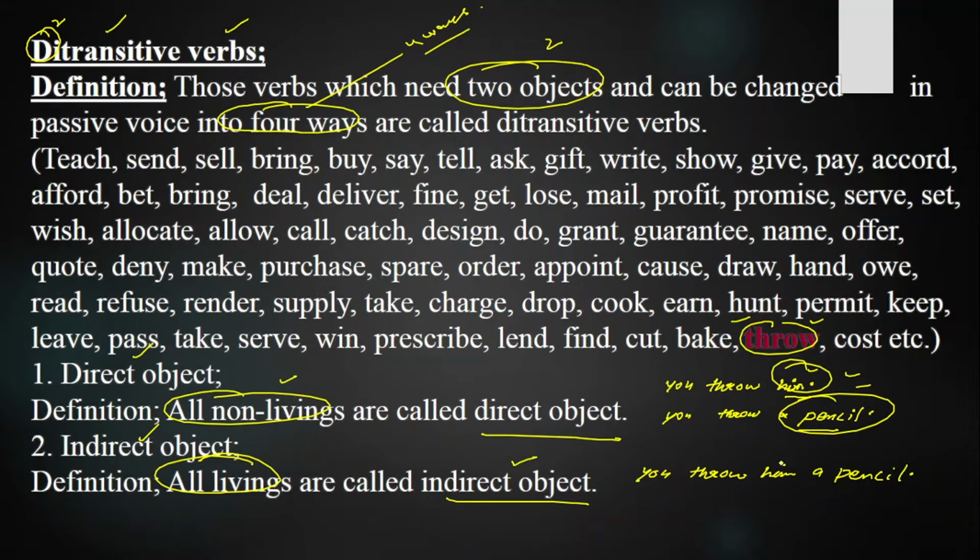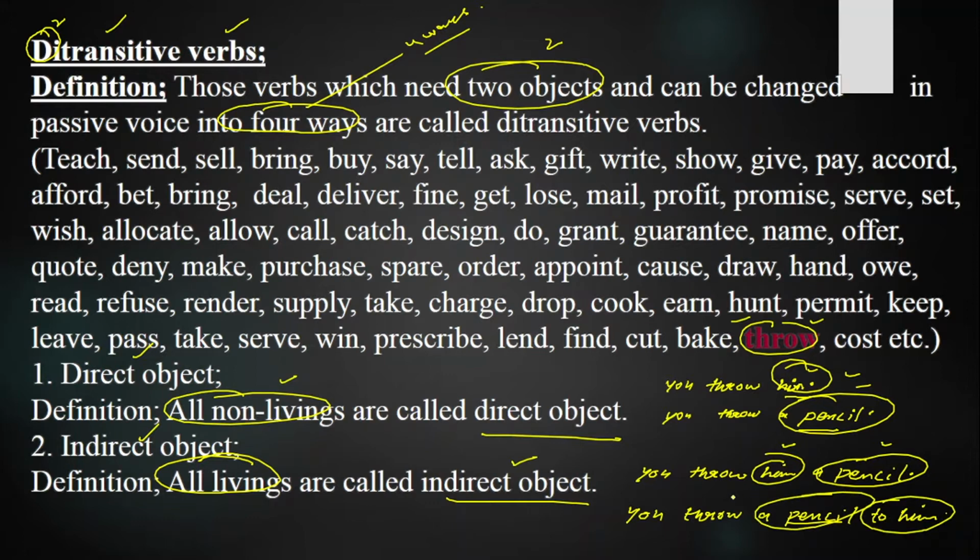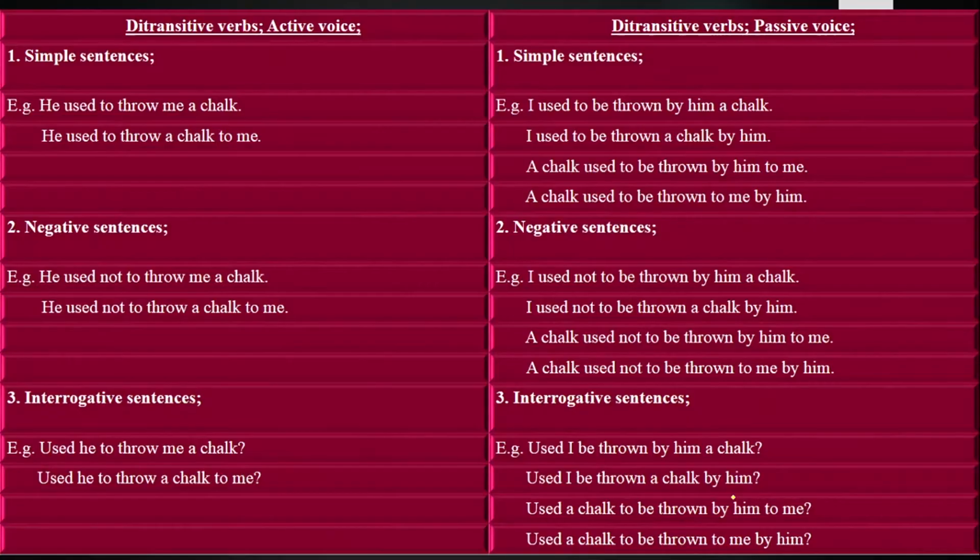Second way: mostly we bring the indirect object at the beginning and the direct at the end. But if you want to shuffle the places, your indirect object him will be preceded by a preposition, like you throw a pencil to him. So you throw the pencil towards whom? Towards him. So there are two ways in active voice. The main target is how we are going to change it from active voice into passive voice, that we will be discussing.